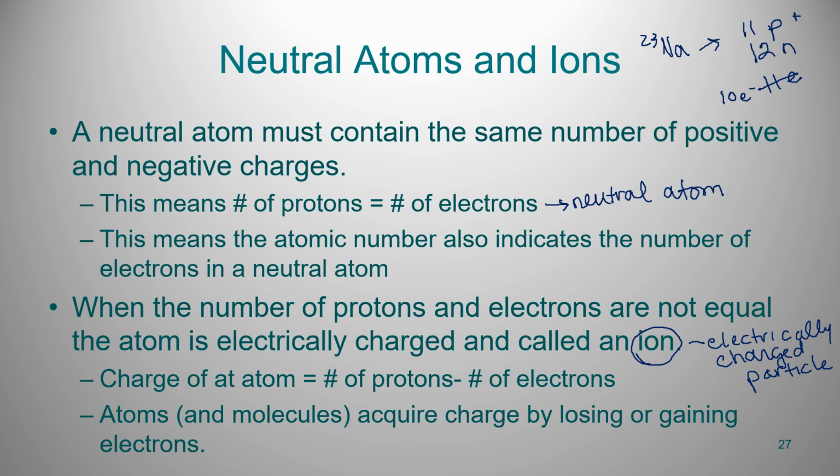So for a charged atom, the charge of the atom will equal the number of protons minus the number of electrons. If you gain electrons, then the number of electrons will be more, and this will become a negative number, so it'll be a negative charge. And so atoms and molecules that get some kind of charge are doing so by gaining or losing electrons. The number of protons always stays constant.